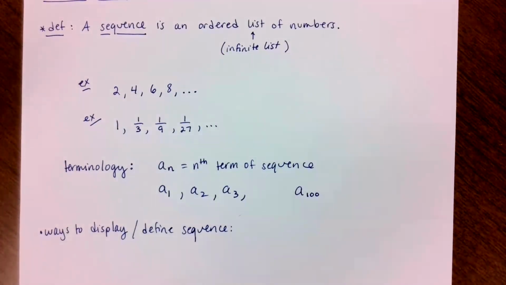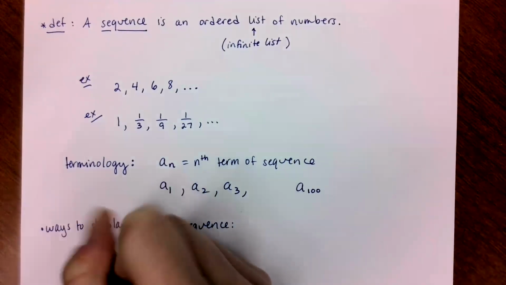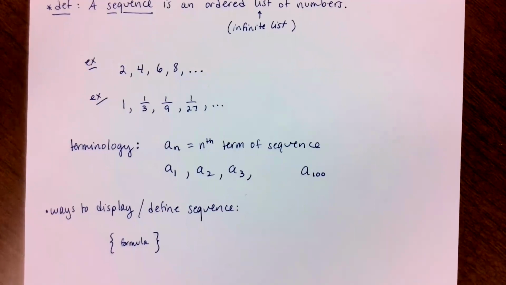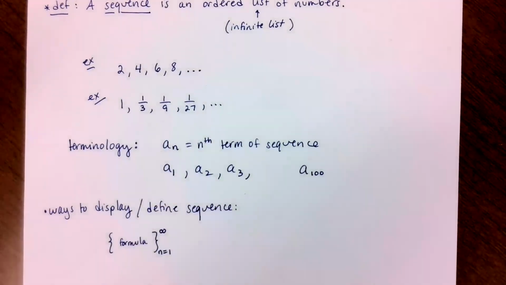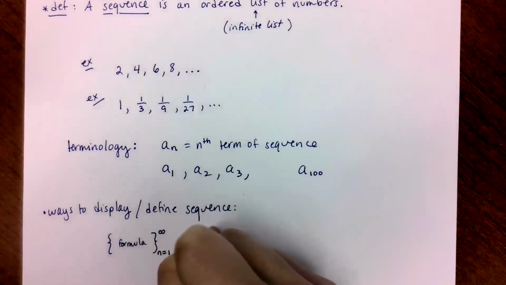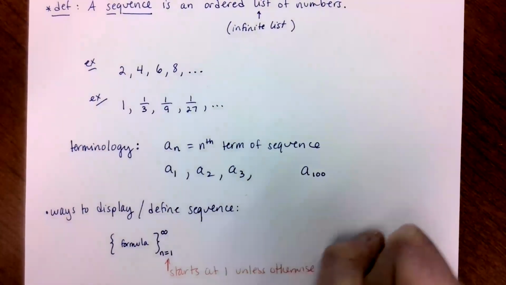Okay, so aside from listing out the numbers, another way to do it is to provide a formula that creates the terms of the sequence. So you'll have a formula in between these two curly braces. Sometimes you see it without any other notation aside from that, but most of the time you'll have n equals, I'm going to say a 1 here and an infinity up here. And I just want to make a note. The n value starts at 1 unless otherwise stated.